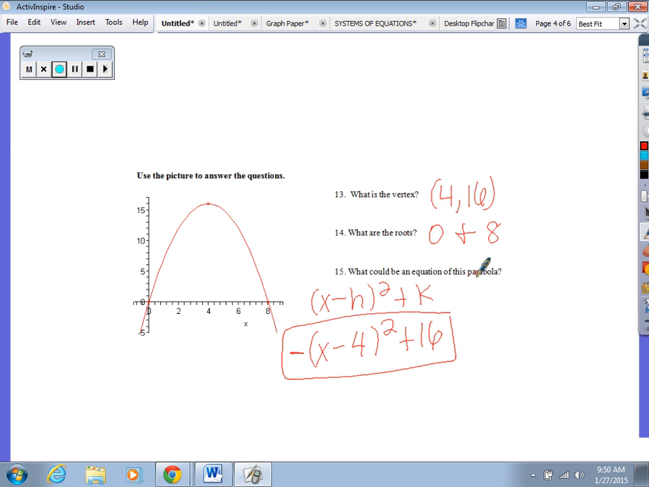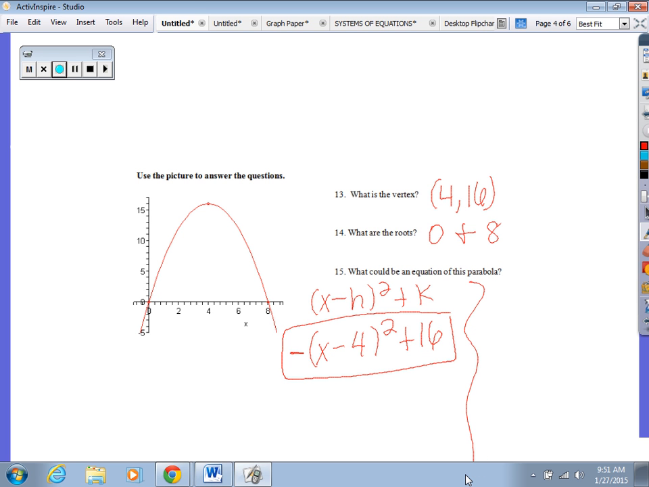Now, this is a possible equation. Doesn't mean this is actually the equation. Because it could be like a negative 3 times all that. But I don't care about that. That would be a bonus. You got it? What happens if it opens up? Would you need the negative in front? No. Okay.